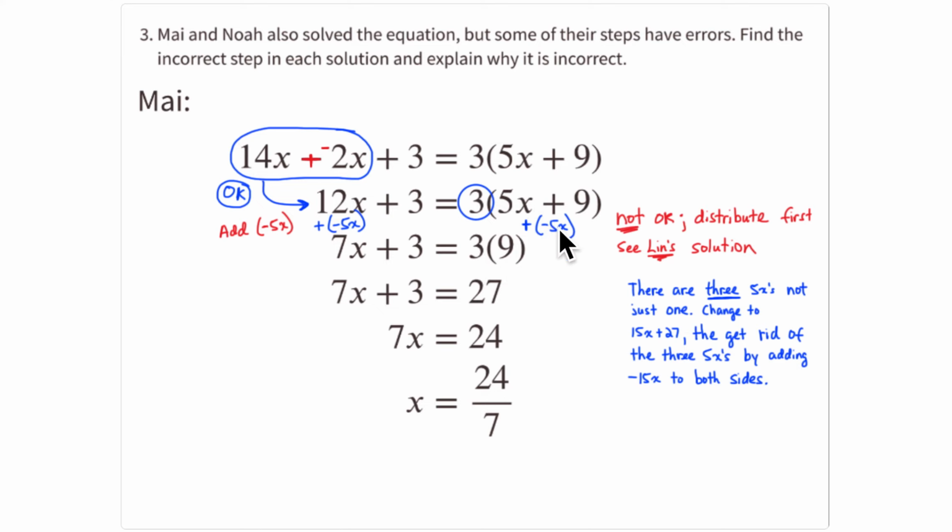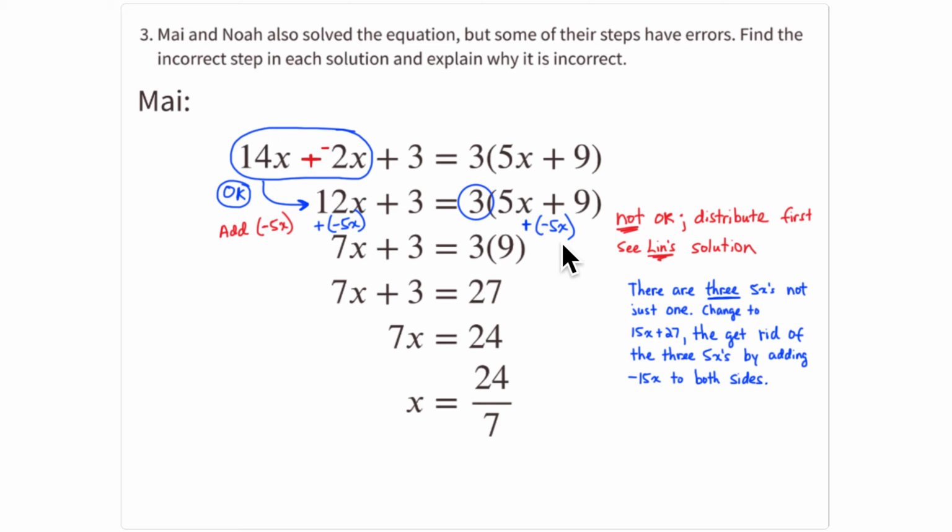This is not okay. You have to distribute first. I made a little note here, there are actually 3 of these 5x's. There's 3 groups. Each group has a 5x in there. It's not just a single 5x that you can get rid of. You have to get rid of all 3 of those 5x's. And the way you do that is you multiply, you change this side to 15x plus 27. You multiply by that 3 first. So you change this to 15x, and then you can get rid of that 15x by adding a negative 15x. And over here, this would become a negative 3x, and you'd end up with negative 3x equals 24, which is what the other two students ended up with.